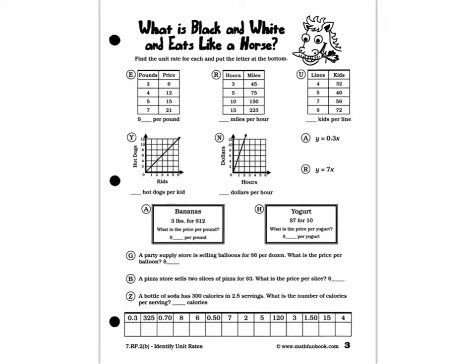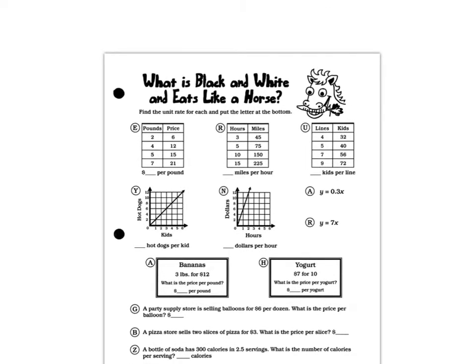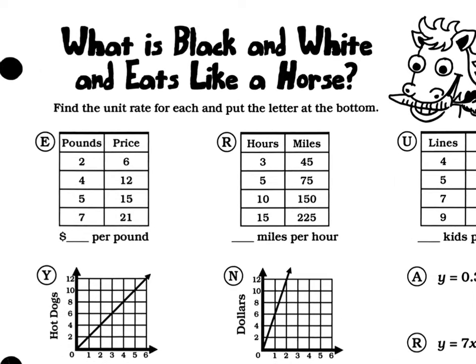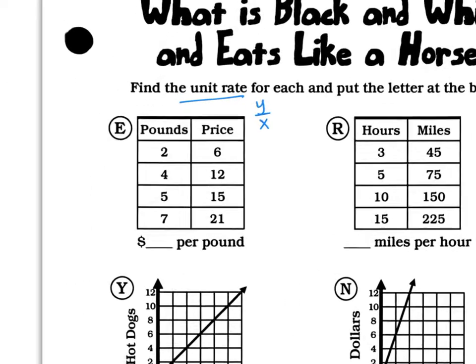Okay, on this other side, go ahead and flip it over for just a sec while I explain how to do these problems. This side asks, what is black and white and eats like a horse? The directions here say find the unit rate for each and put the letter at the bottom. What's going to be nice about these problems is it tells you the units, so it makes it easier to find the unit rate. Unit rate is we're dividing y by x. I'll just do the first one, and I'll show you a tip on how to figure it out.